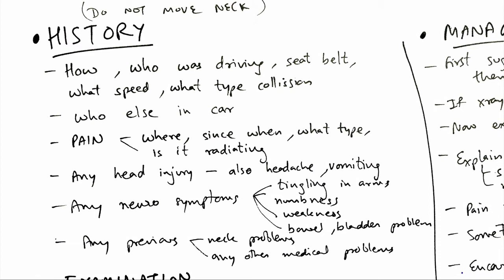Now coming to patient symptoms, ask about pain: where is it, since when, what type, is it radiating. You can ask, has there been a head injury? And then signs of raised intracranial pressure, headache and vomiting. Then move on to ask about any neurological symptoms like tingling in the arms, numbness, weakness, bowel and bladder problems. Finally, you can ask whether there have been any previous neck problems, or whether the patient has any other underlying medical problems. That covers most of the relevant history questions.